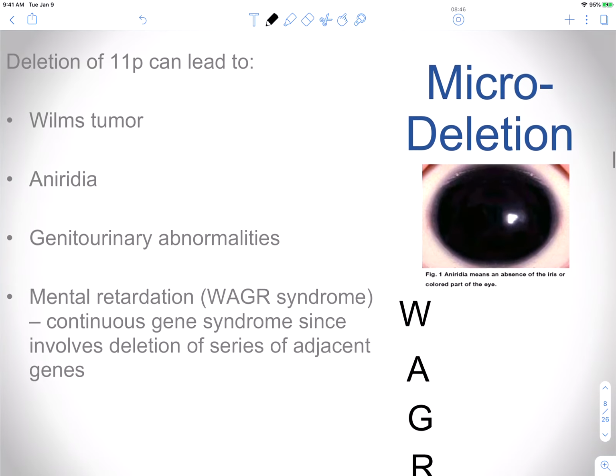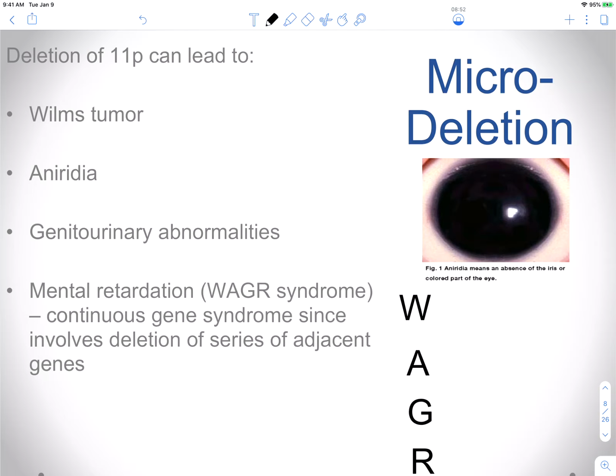Now another is a deletion of your chromosome 11 in the P region, and this can lead to Wilms tumor. Wilms tumor is caused by the WT1 gene, and this is a zinc finger. And so this zinc finger is a transcription factor, and this is going to be important in growth, as well as kidney development, and as well as your gonad development. There's also absence of the iris.